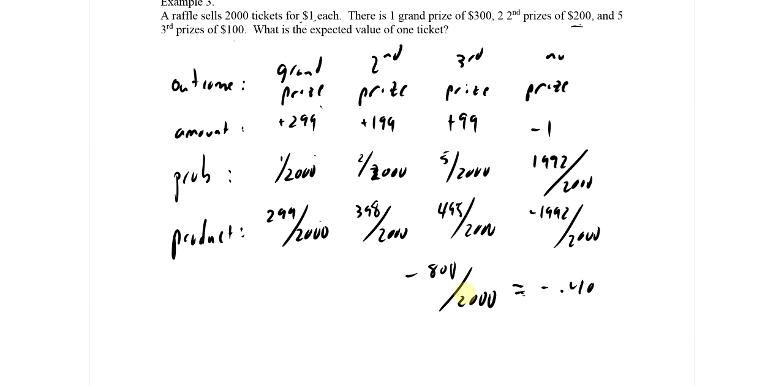If you bought all 2,000 tickets, you would lose a total of $800 on this, because you would get $1,200 in prizes, 300 there, plus 400 from the second prizes, that's 700, plus 500 third prizes, that's 1,200, but you'd be out $2,000 on the ticket. So you lose $800 on 2,000 tickets. That means you're losing 40 cents on each ticket. And of course, raffles are always meant to have a negative expectation value for the people buying the ticket, because that's how the people running the raffle make their cut.